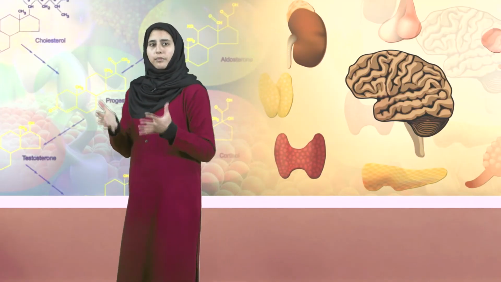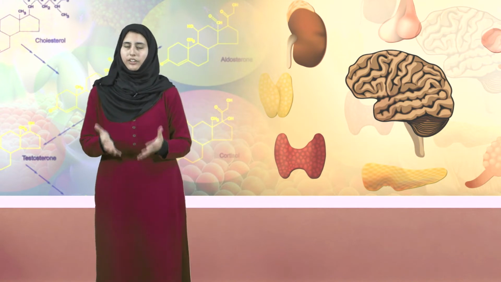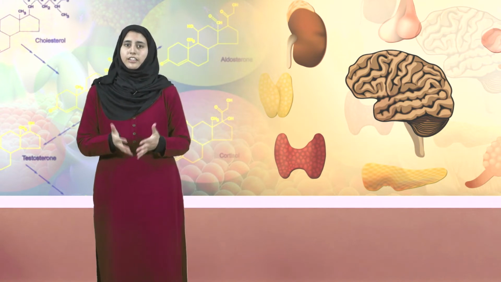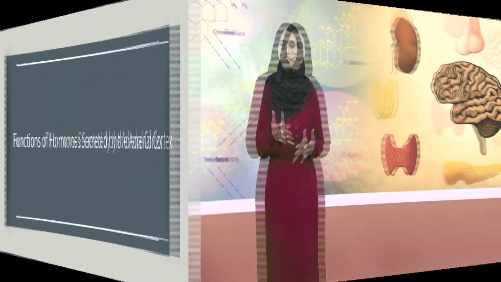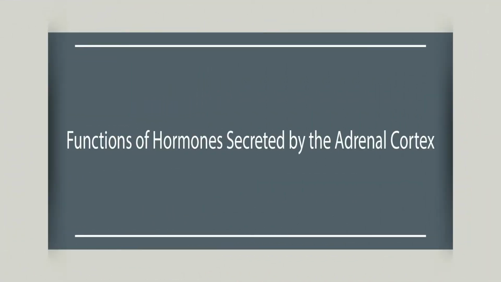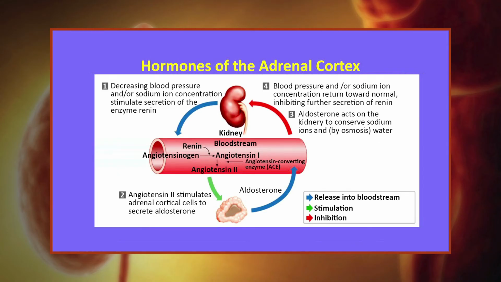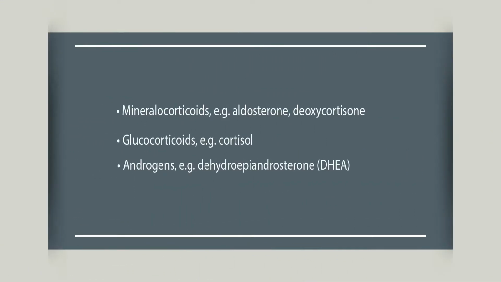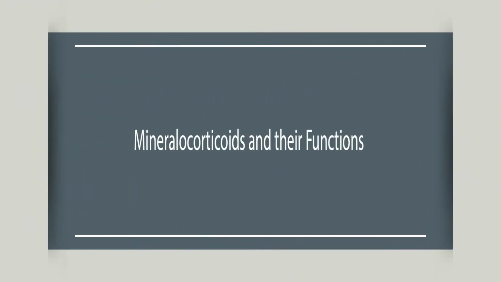Now, we know what the adrenal glands are, what they comprise of, and what hormones they secrete. We will now understand the functions of these hormones. Firstly, let us begin with the functions of the hormones secreted by the adrenal cortex. As we are well aware, the adrenal cortex secretes three groups of steroid hormones, namely mineralocorticoids, glucocorticoids, and androgens. We will now discuss the mineralocorticoids and their functions.